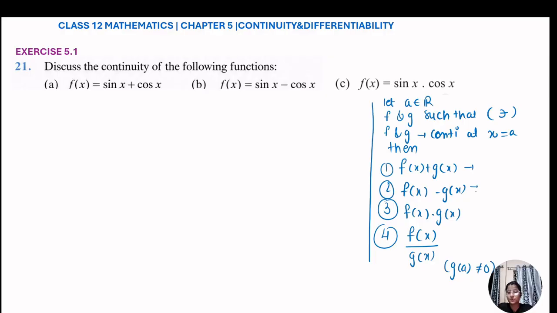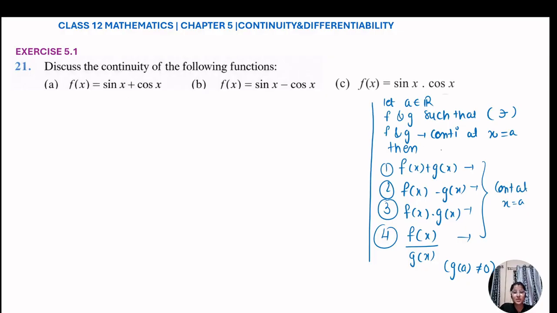So from all this, if f and g are continuous at a, then their sum, their difference, their product and their quotient are continuous at x equals a. So what are we gonna do? We're gonna use this algebra to solve this question.